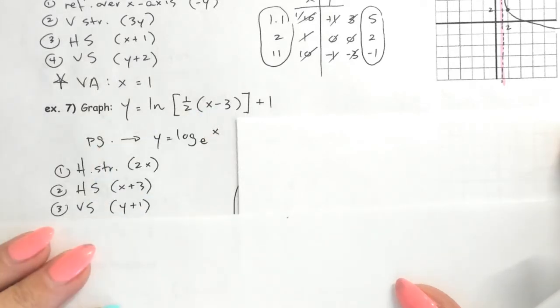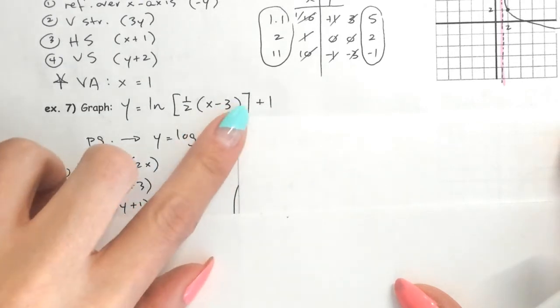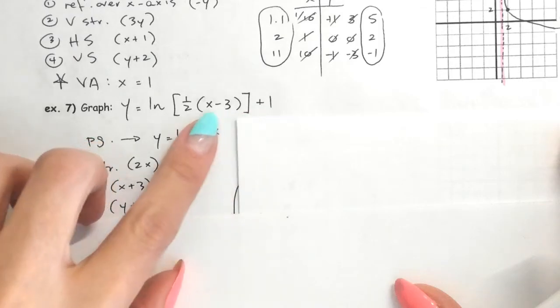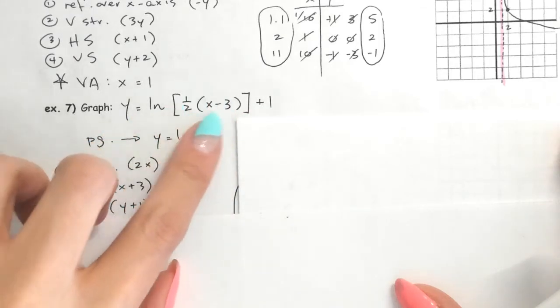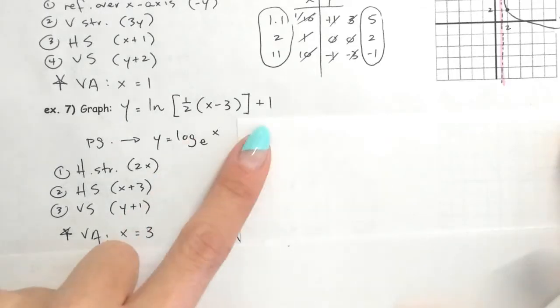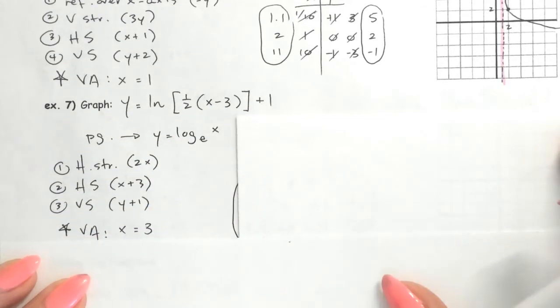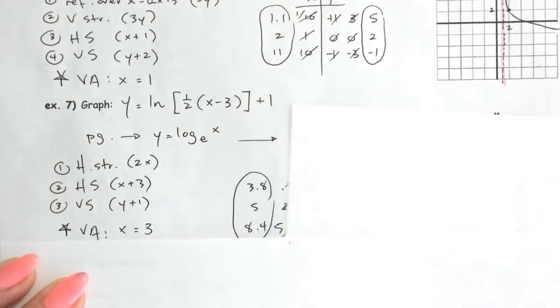Okay, what is your vertical asymptote? What can't x be? I need it to not be a 0 in here. Oh, okay, vertical asymptote x equals 3. Because if x is 3, then I would get a 0 in here, which is not okay. All right, so then you go ahead and I'll show you my work for this.